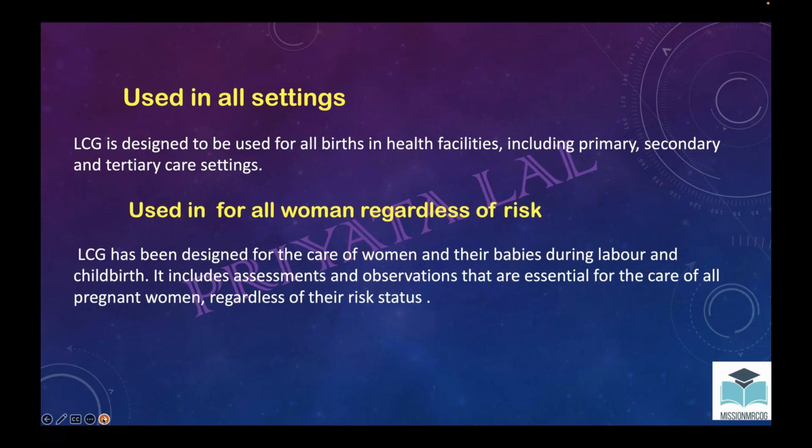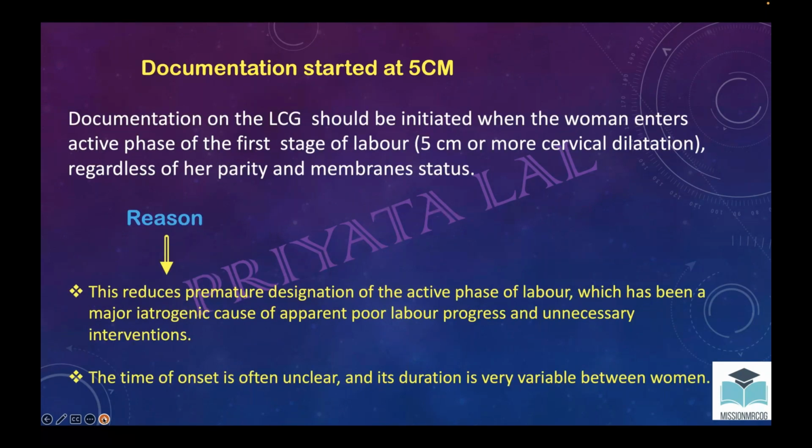Okay, so apart from this, now, previously the partogram was there. The partogram used to start from 4 centimeters. So now documentation in this new labor guide would be initiated when the woman enters the active first stage of labor, that is 5 centimeters or more cervical dilatation. This is regardless of parity and membrane status, okay?